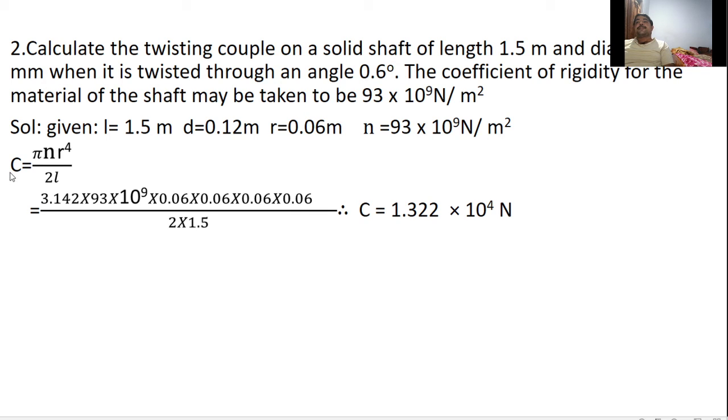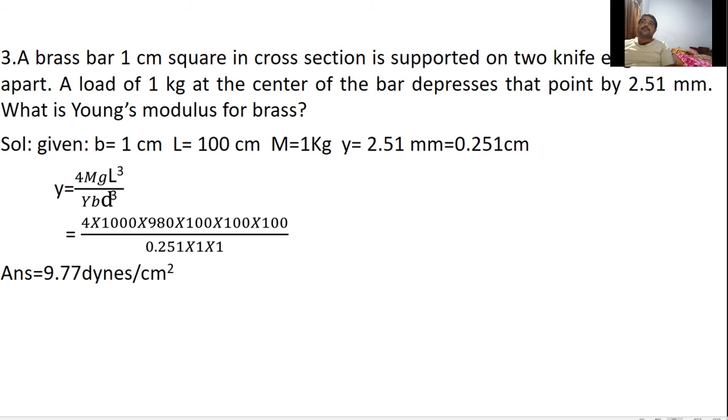We know that the couple per unit twist is given by pi eta r to the power 4 by 2L into theta. When we substitute the value of pi, that is 3.14, eta is 93 into 10 to the power 9, r is 0.06, divided by 2 into L, then we get C is equal to 1.322 into 10 to the power 4 Newton.